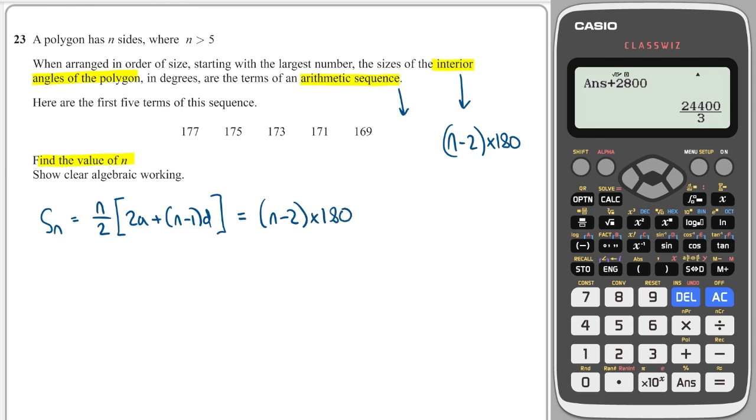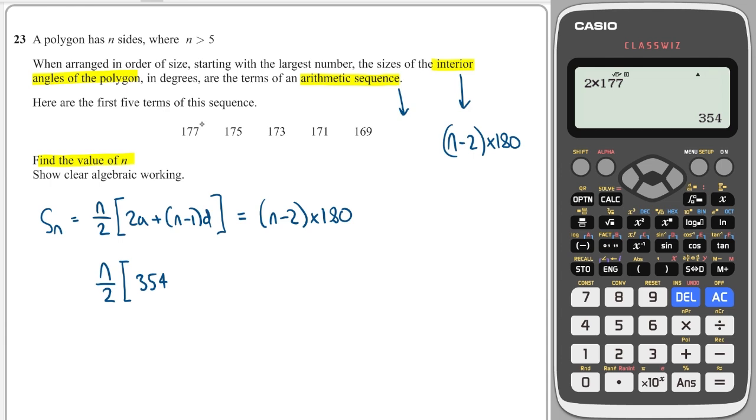Okay, now we've got an equation, and when we have an equation we can solve it. So what do we know? Let's start. So n over 2, 2a is 2 times the first term, which is 177, so it's 354.